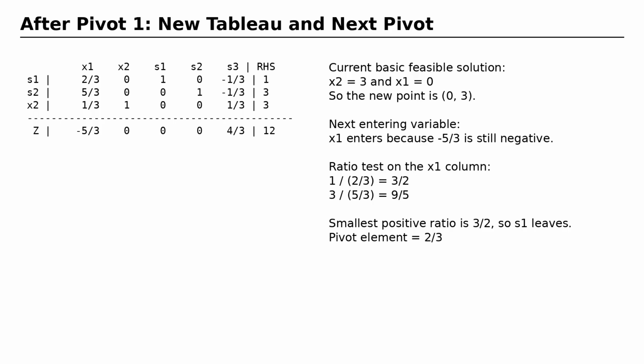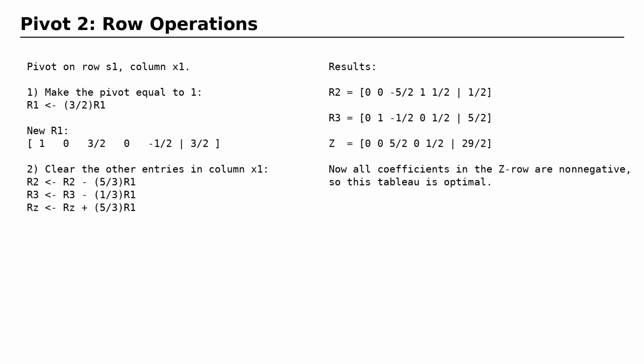Now we check the z row again. Since -5/3 is still negative, x1 enters next. Using the ratio test on the x1 column, S1 leaves. So the next pivot element is 2/3. For the second pivot, we make the pivot entry 2/3 into 1 by multiplying row 1 by 3/2. Then we clear the rest of the x1 column. We do row 2 minus 5/3 times row 1, row 3 minus 1/3 times row 1, and row 0 plus 5/3 times row 1. This gives the optimal tableau.